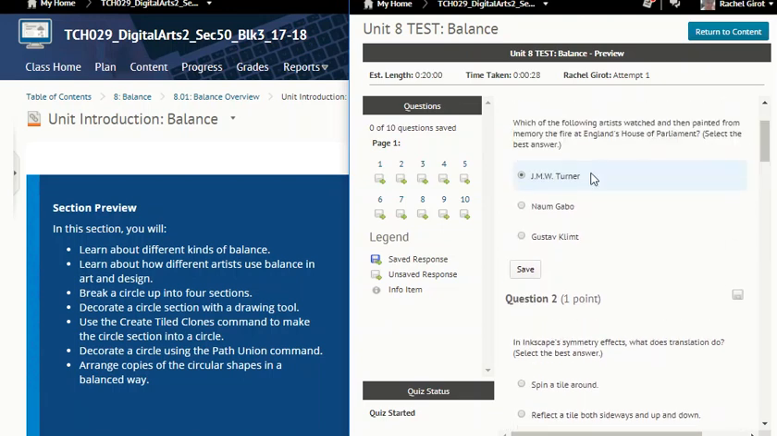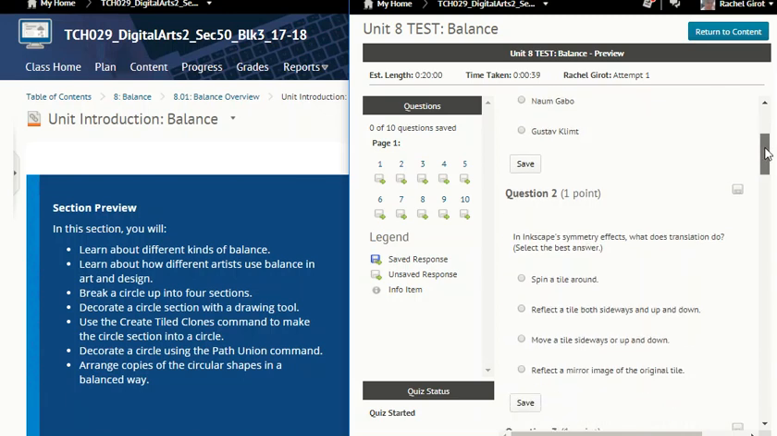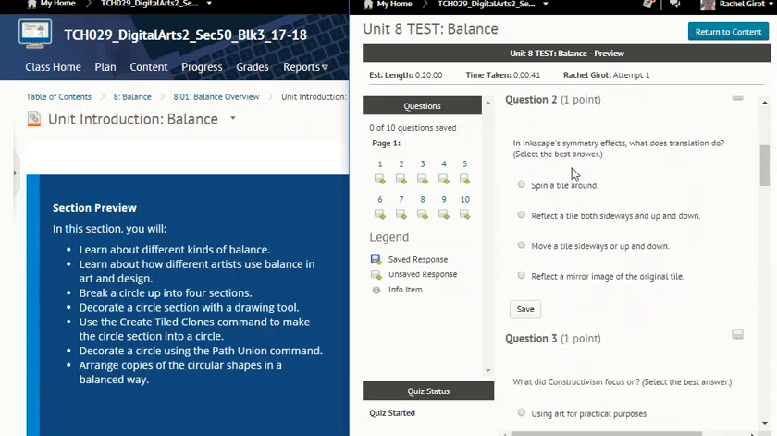Question number 1. Which of the following artists watched and then painted from memory the fire in England's House of Parliament? JMW Turner, Naum Gabo, or Gustav Klimt? Number 2. In Inkscape's symmetry effects, what does translation do? Does it spin a tile around? Does it reflect a tile both sideways and up and down? Does it move a tile sideways or up and down? Or does it reflect a mirror image of the original tile?